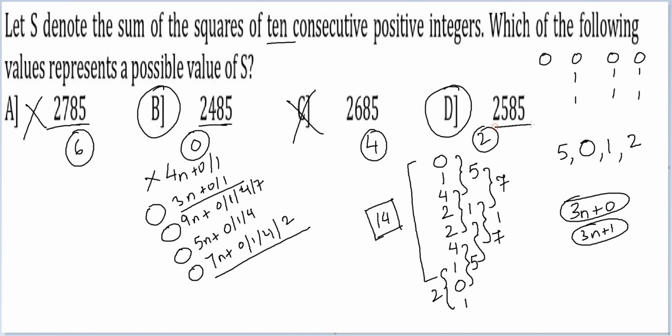Let's see what remainder with 3 we get here. Remainder with 3 here is 2, so this is not possible. This is the only possible case. For peace of mind, let's also check what is the remainder with 3 here. Remainder with 3 is 1. So this is the only possible case which represents a possible value of S, where it is the sum of squares of 10 consecutive positive integers.